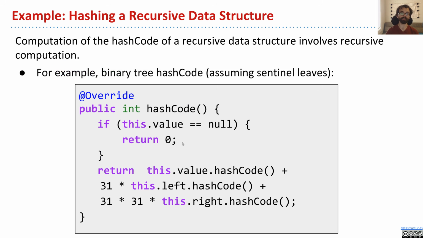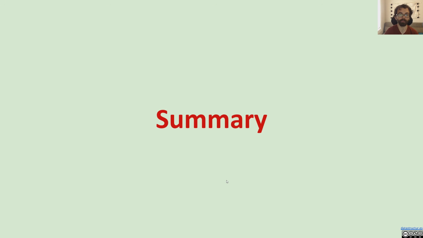Another example is what it might look like for a recursive data structure, and this is a little bit pseudocodey, but let's imagine a binary tree hash code, assuming that we have some kind of sentinel leaves where the value is 0. So in that case, the null sentinels would have 0 value, and the way you would compute the hash code would be my current value's hash code plus 31 times the left tree's hash code plus 31 squared times the right tree's hash code. So it's a common kind of trick, but again, a little beyond the scope of what we'll talk about in this class.